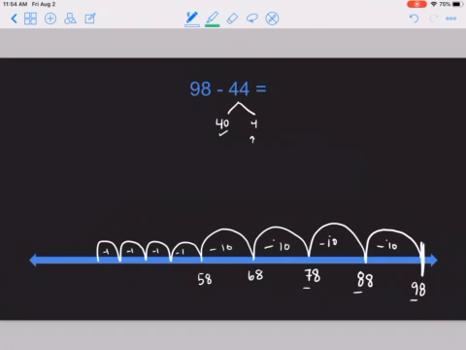58 minus 1, now we're in the ones place, is going to be 57, 56, 55, and 54. So 98 minus 44, the difference is going to be 54.